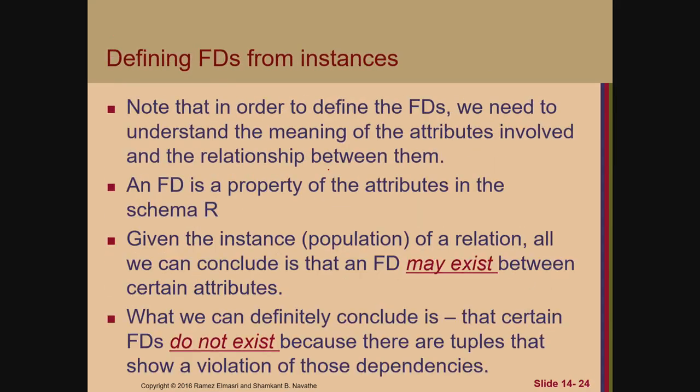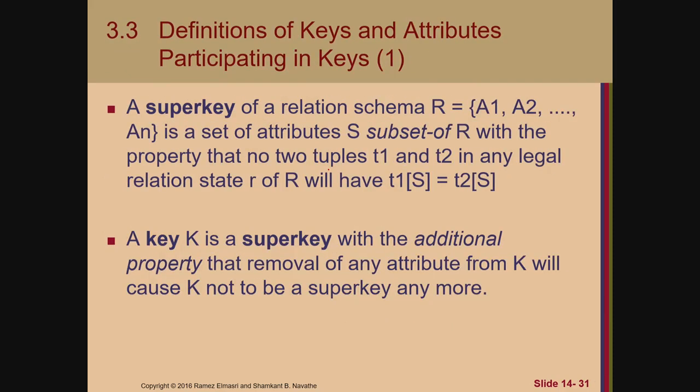Okay, this is the concept of super key. No tuples of T1 and T2 at the set of super key attributes will duplicate. So the key is a super key with an additional property: removal of any attribute of the key will cause K to not be a super key anymore. So a key is the smallest set of attributes that is still a unique value. A super key can be anything, right? But the key has to be the smallest set.